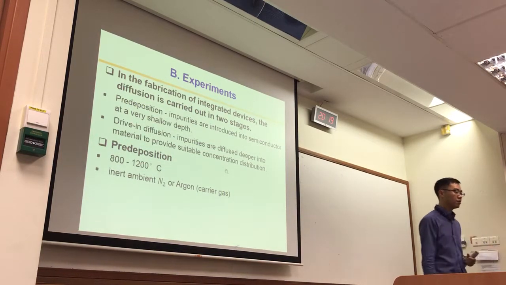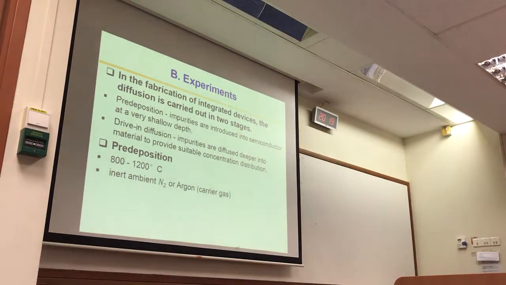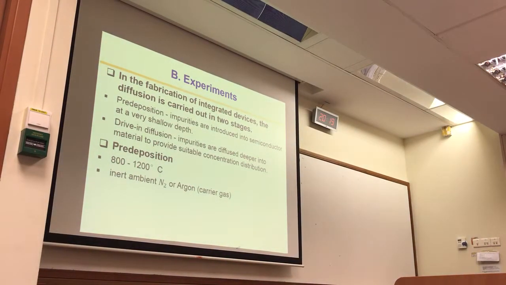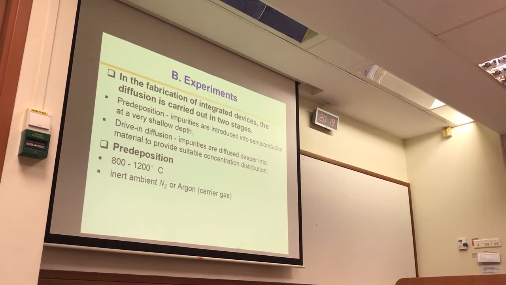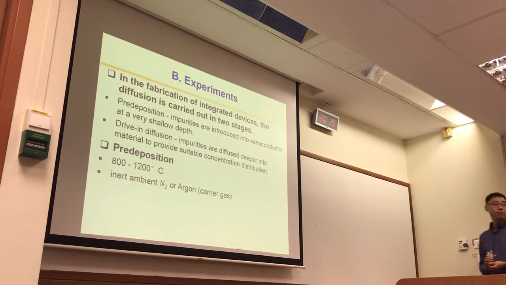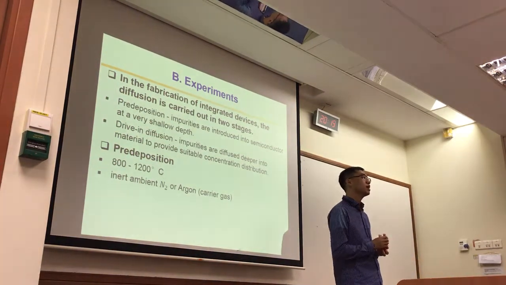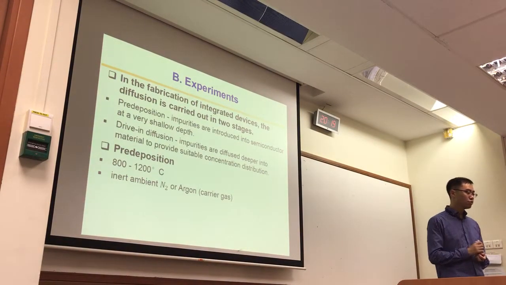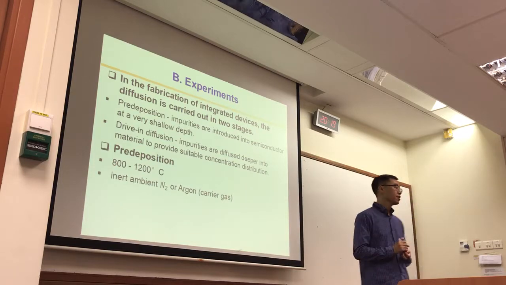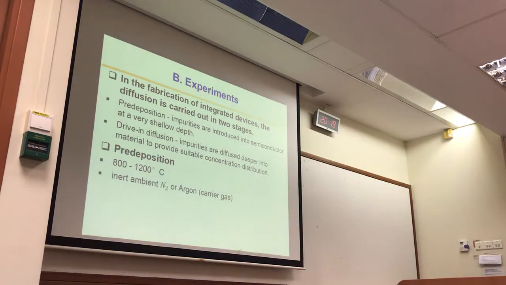Okay, for diffusion, we have two processes. The first one is pre-deposition, where you introduce the dopant at the very top surface of the substrate. And this one typically has slightly lower temperature, and the time is slightly shorter because we just want to use the very top surface. Okay, and then after that we do the drive-in process. Then the impurities, the dopant, are driven in deeper into the substrate.